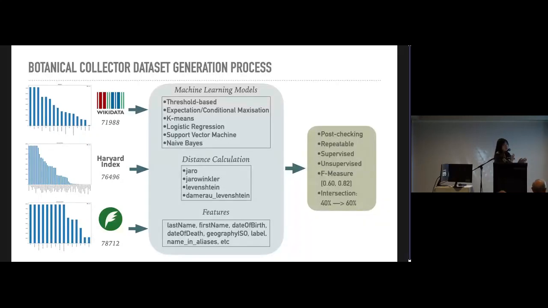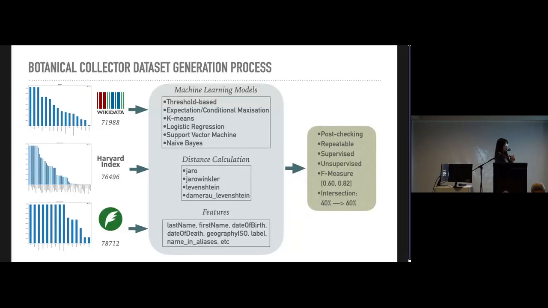Which means the attributes of the collector are not the same in different open sources. Even for the collector records, the name and the biography themselves are stored differently in different open data sources. So this is another type of data silo.